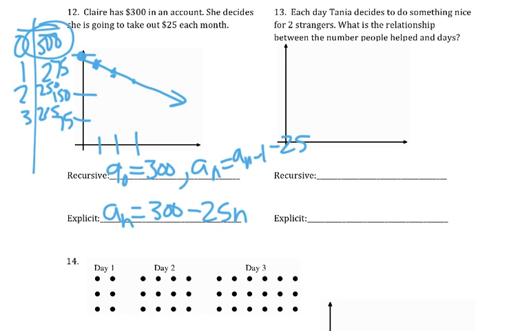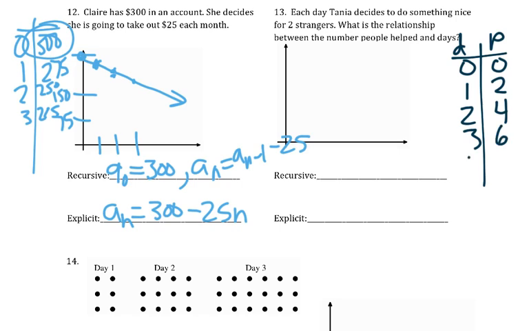Okay, 13. Each day Tanya decides to do something nice for two strangers. What is the relationship between the number of people helped and days? So days, people helped. So she started out, she didn't help anybody. After day 1, she helped two strangers. Day 2, she helped 2 more, so 4. Day 3, 6. Day 4, 8, and so on. So 0, 0, 1, 2, 2, 4, 3, 6, 4, 8, and so on.